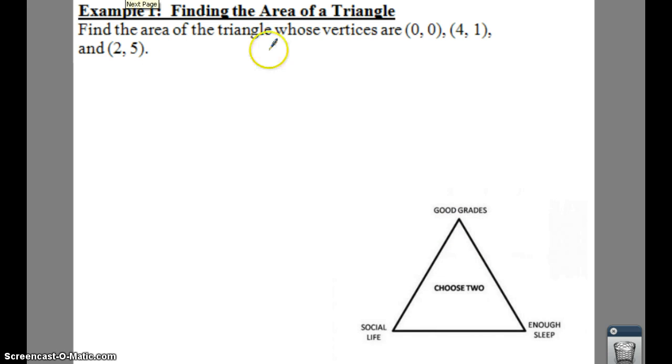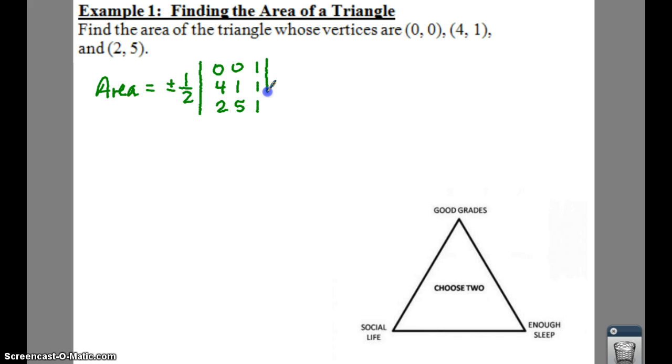So let's find our area for this triangle where we have the vertices of (0, 0), (4, 1), and (2, 5). We need to find the area. And what we're going to have to do is either multiply by a positive or a negative 1/2 here at the end. It doesn't matter because you just want to make sure your answer is positive at the very end. So let's put in your 0, 0, your 4, 1, and your 2, 5. And then the last column is just all ones.